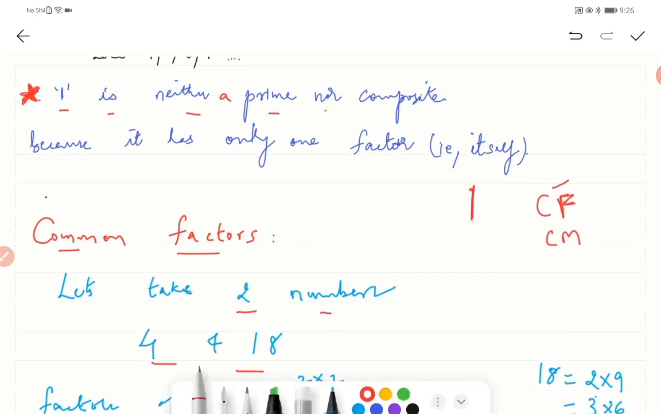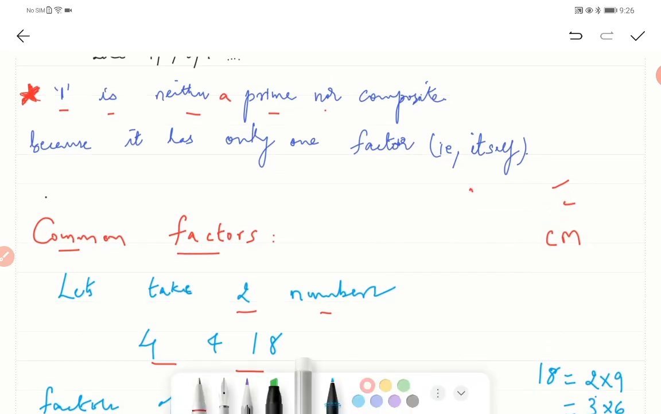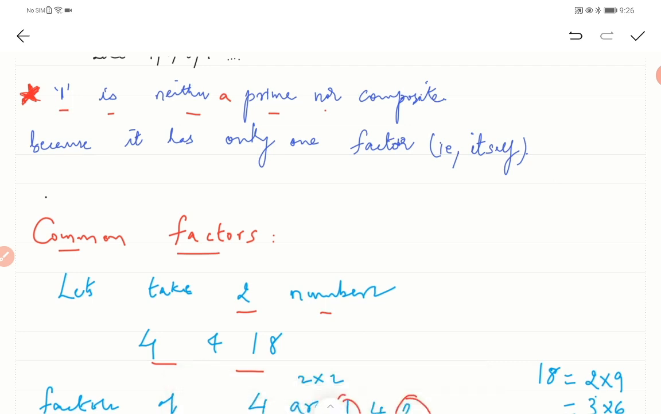What are the factors of 4? You have 1, 2, and 3 is not a factor of 4, and then 4 directly. So 1, 2, 4 are the factors of 4.